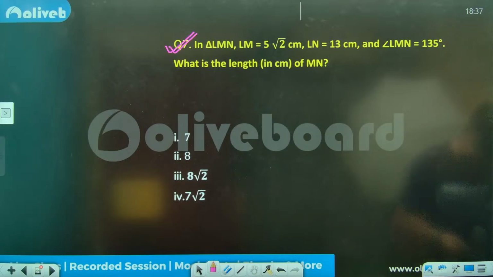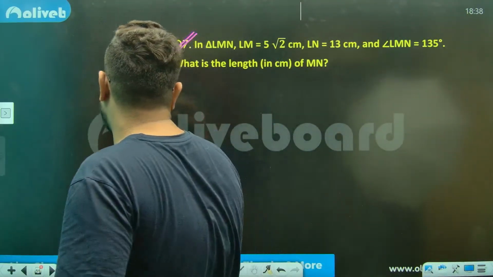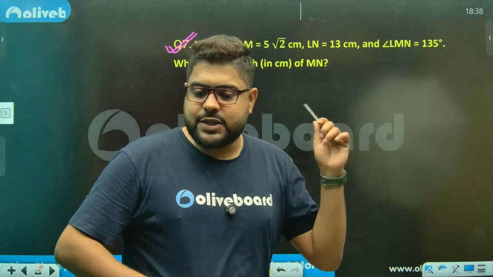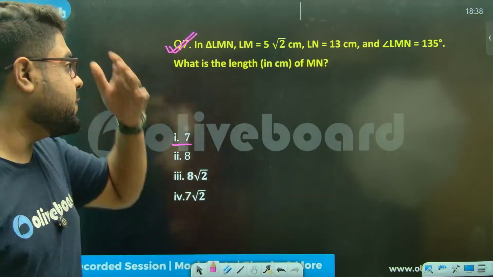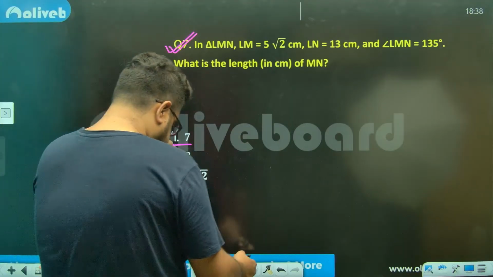Seven, from cosine rule. Yes. I don't know the answer, Dev, but what I know with 100% certainty is that the cosine rule will be the best way to solve these types of questions. Hands down.